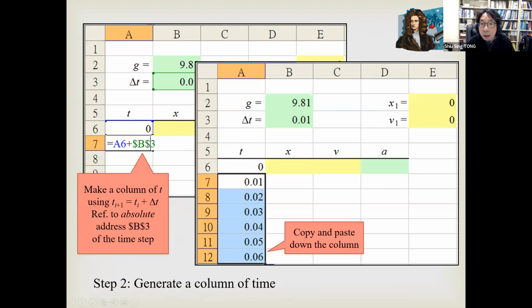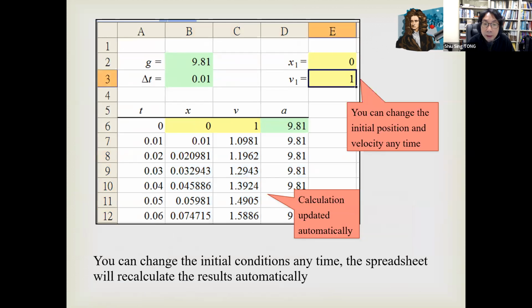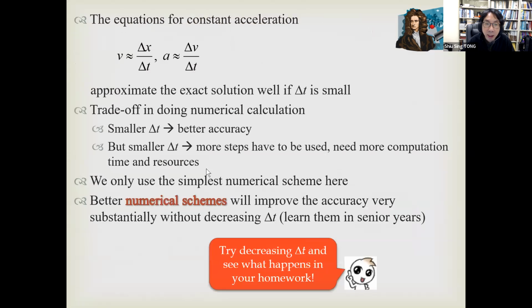But if you need high accuracy, we can use a more sophisticated numerical scheme. Those schemes will not be taught in this course because they are more complicated, and you will learn them in senior year if you study physics. They will substantially improve the accuracy without decreasing delta t. That is the important thing. If you use a more sophisticated scheme, you can obtain a solution with high accuracy without using a very small delta t.